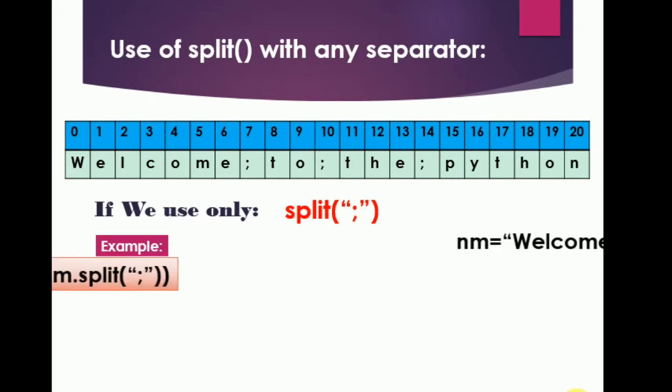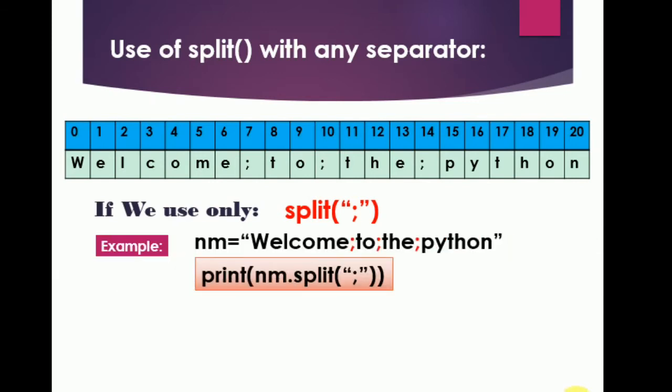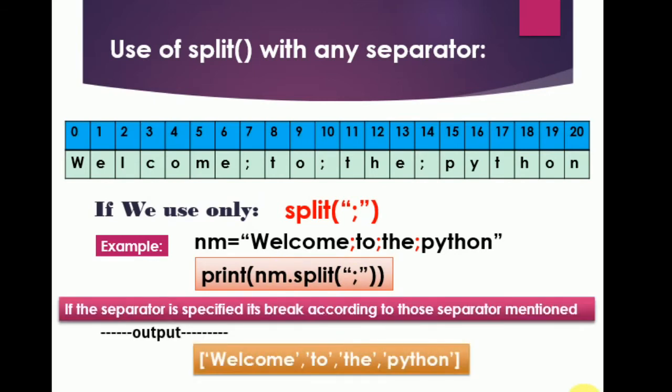Means I need to pass that symbol that I'm using. This time using semicolon. So what I've done, nm equals welcome to the Python. So I put nm.split(":"). Now when I execute this, it will give me the same output. Again, it split out the words on the basis of the separator that I mentioned.